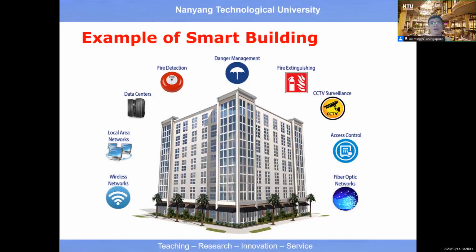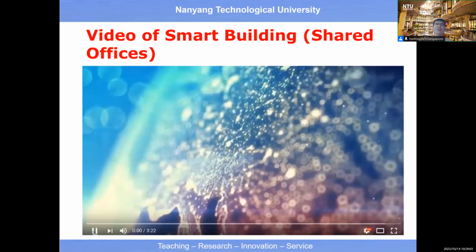Okay, now you understand why smart building is very, very interesting, because eventually it may trigger this commercial application of building sharing. Then in future, your life will be easier, because today to buy an office, to buy a flat, to buy a house is very expensive, right? Okay, so this is for you to know.